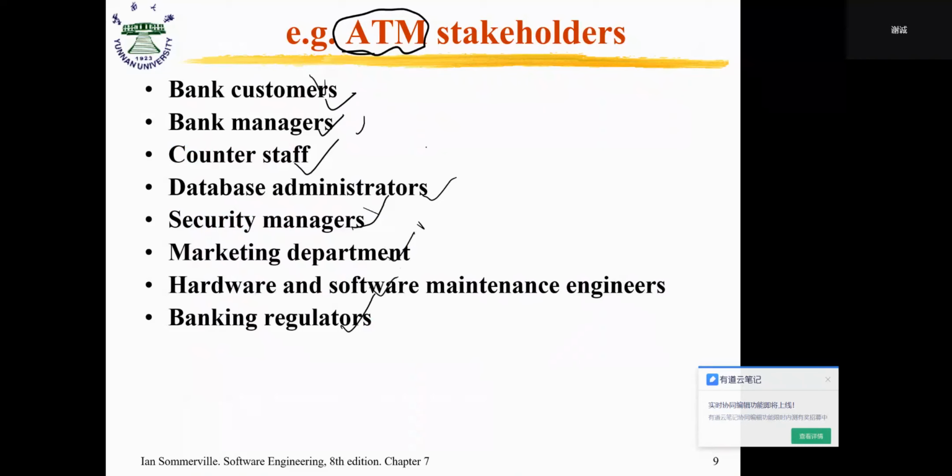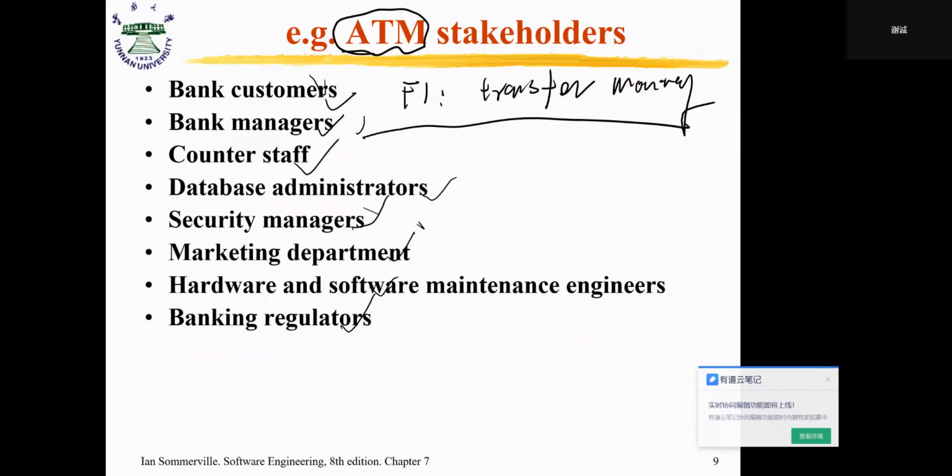I give you one function here, function F1. It's transfer money. Okay, transfer money. Very simple function. But even for this very simple function, different stakeholders may give you different answers. Here is an example. Suppose the bank customer, like you and me. We want to transfer money from account A to account B.